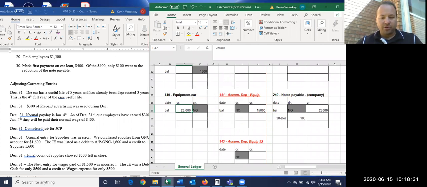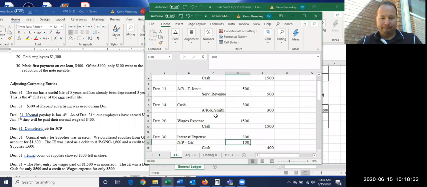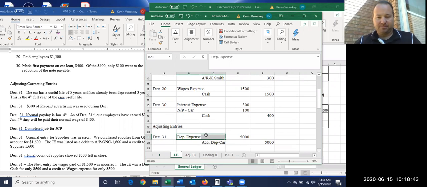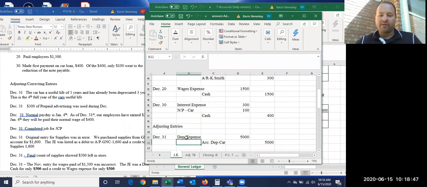So when we get to our journal entry, our first entry shows that we got the use of our car for another year, depreciation expense. And then the credit, whenever we have this as our debit, depreciation expense, the credit is always accumulated depreciation. It's just how it always is. These two accounts always go together.